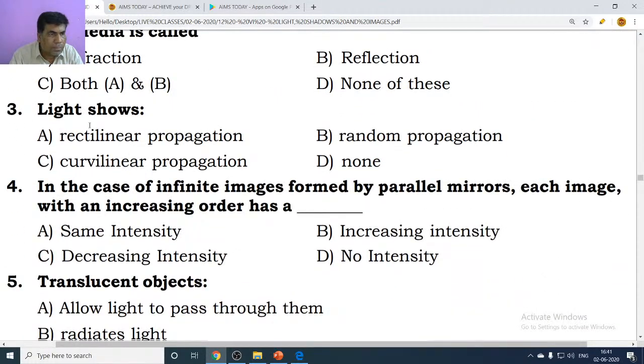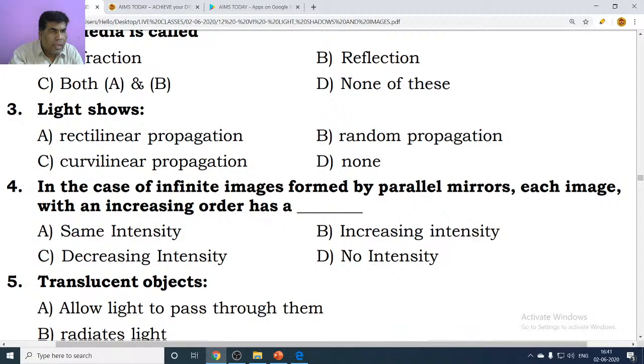Next, third question, a very simple question. Light shows rectilinear propagation, random propagation, curvilinear propagation, or none. What is the correct answer? Somebody is telling A. Try to guess the answer. Light shows what kind of propagation? Imran is telling B, random propagation. Saida Nasreen is telling A. Yes, A is the correct answer.